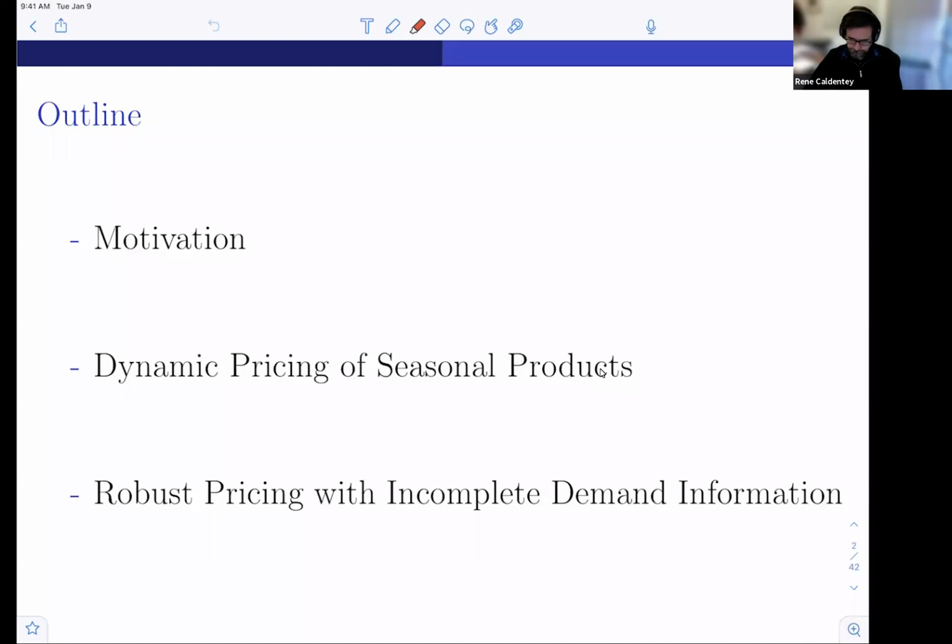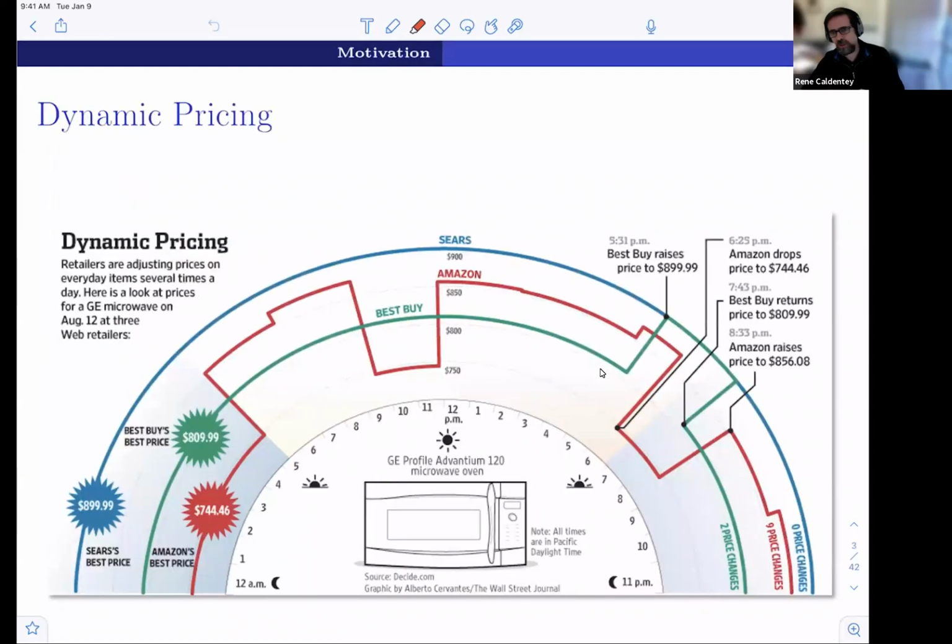All right. Okay, so just to start, here's a picture taken from some article in the media at some point that shows you what potentially dynamic pricing might mean for some companies. So here we're looking at a microwave. This is the product that we're looking at. And we have three companies. We have Sears, which is kind of out of business. Maybe this chart explains a little bit why. Amazon in red, and Best Buy in green.